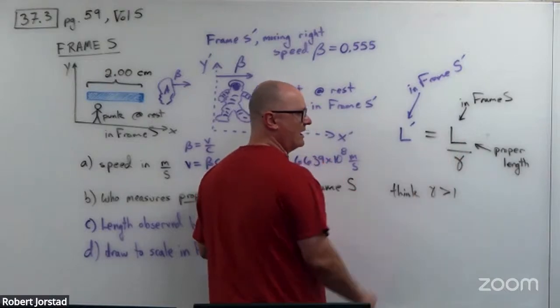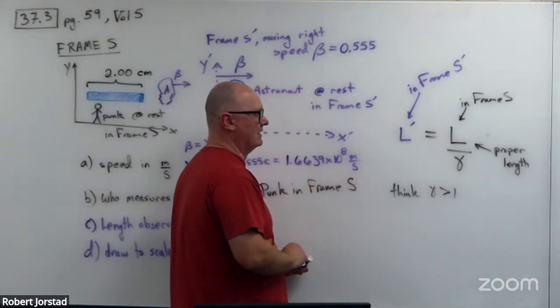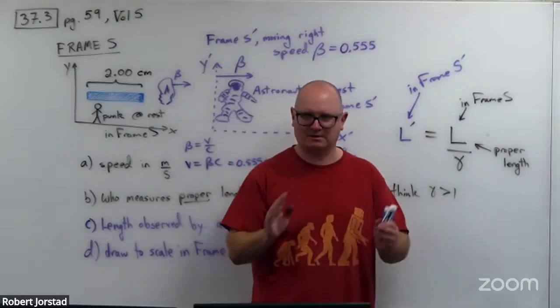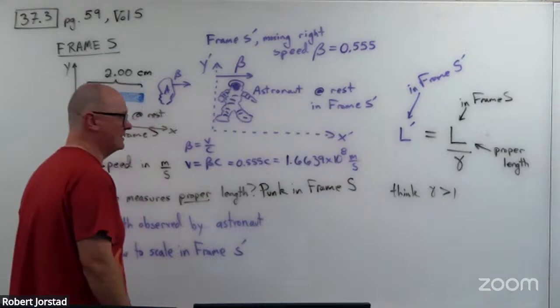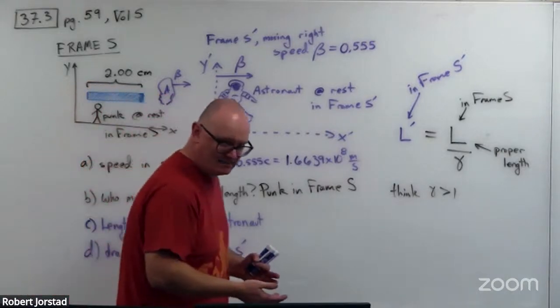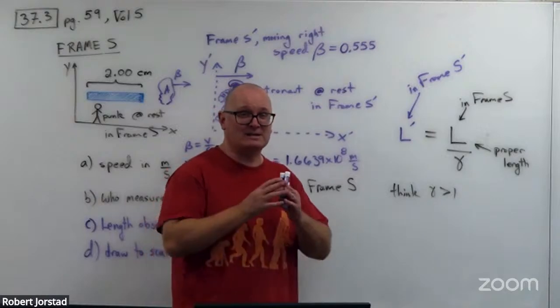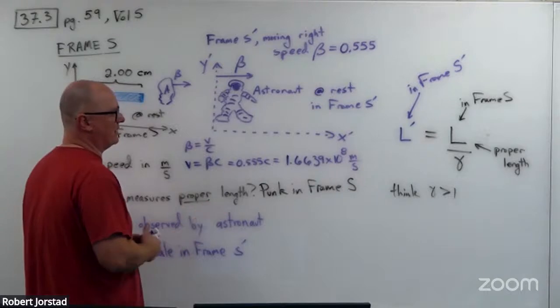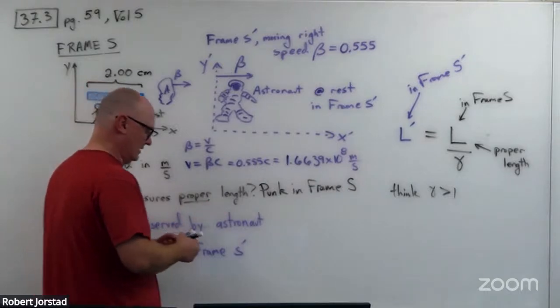The proper length is the longest length. The proper time is the shortest time. That's how you keep those straight. Proper length, longest length. Length contraction. Proper time, shortest time. Times get dilated in other frames. They get bigger. Okay, so now at this point, I think all we need to do is get gamma, and we're off to our races.